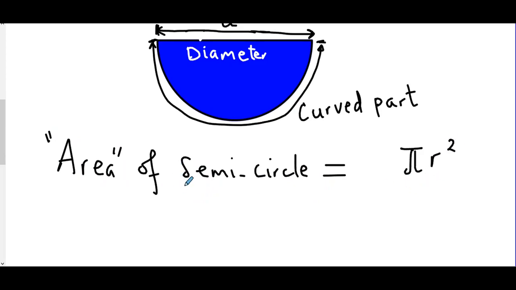Now, today I'm talking about the area of a semicircle. So I'm going to take the same formula, which is pi r square, then divide by 2. That is the formula for the area of a semicircle.